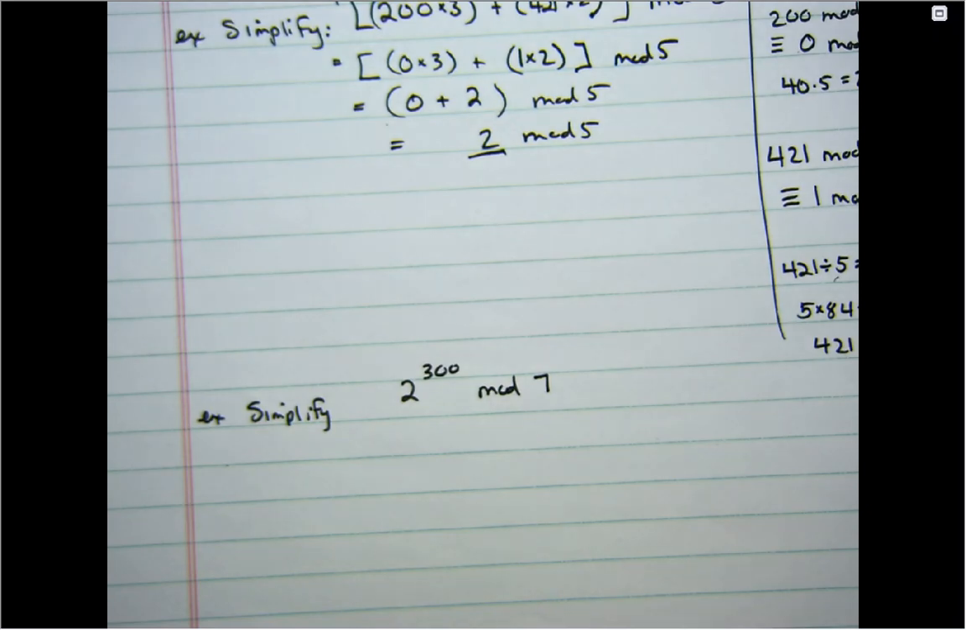So we're going to simplify 2 to the 300th power mod 7. Now notice if you put 2 to the 300th power in your calculator, what a mess you get.